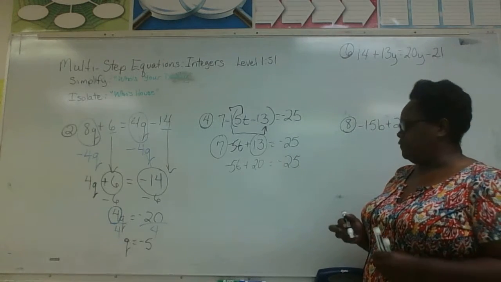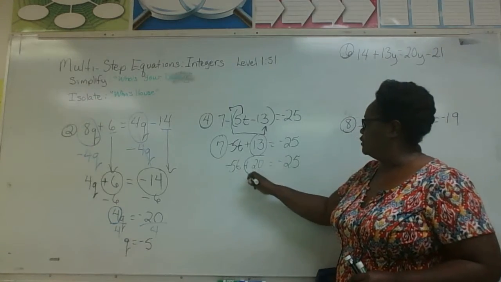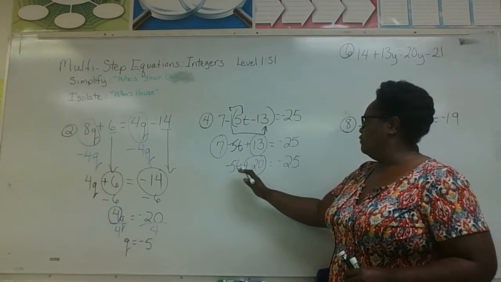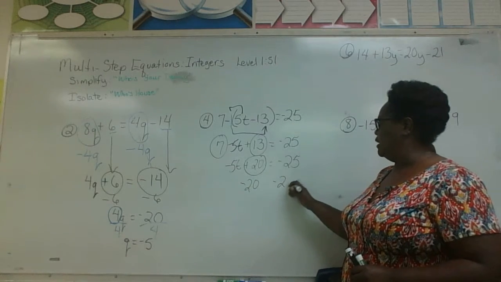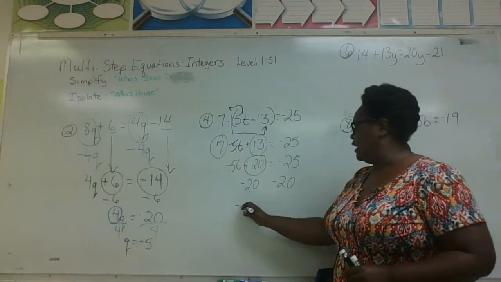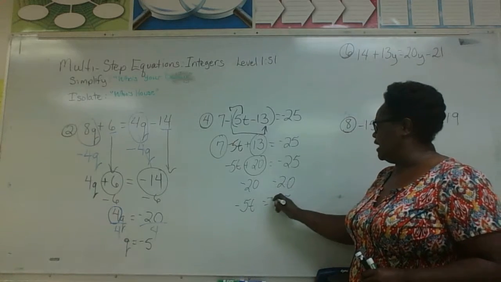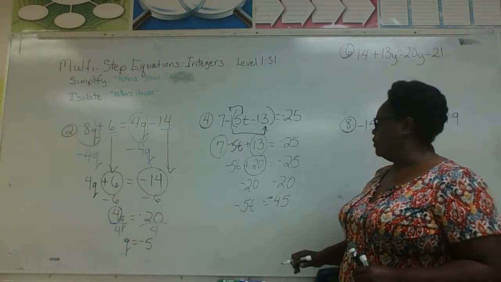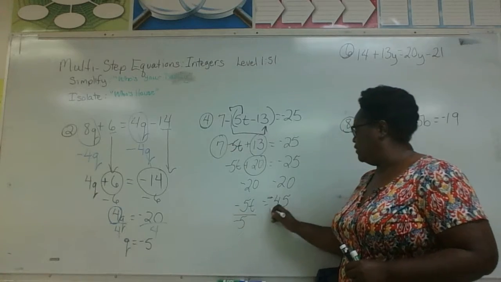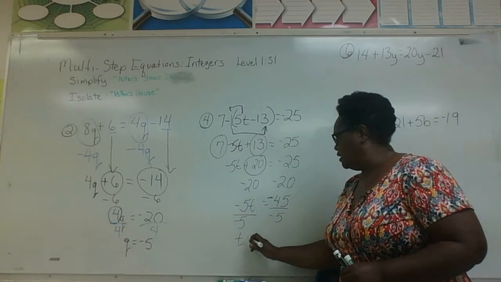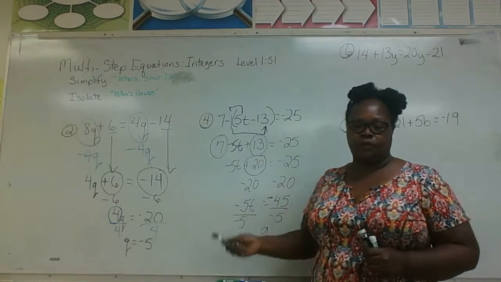All right? Then if we were to continue to simplify, we could move the positive 20 from the left side over to the right side by taking the inverse, negative 20 on both sides, and then we're left with negative 5t is equal to negative 45. Therefore we isolate t because it is t's house by dividing both sides by negative 5, and then t is equal to positive 9. And so that would be the answer for number 4.